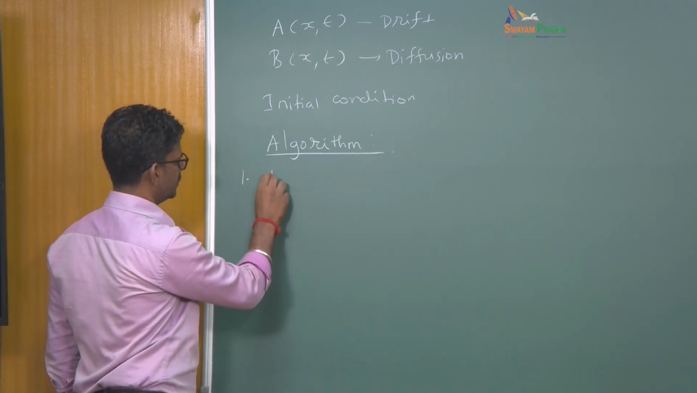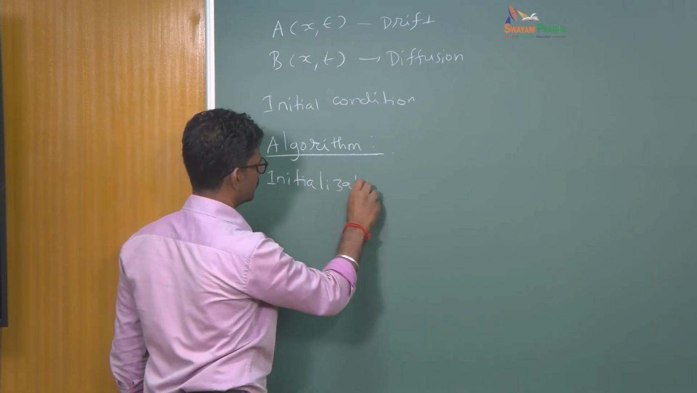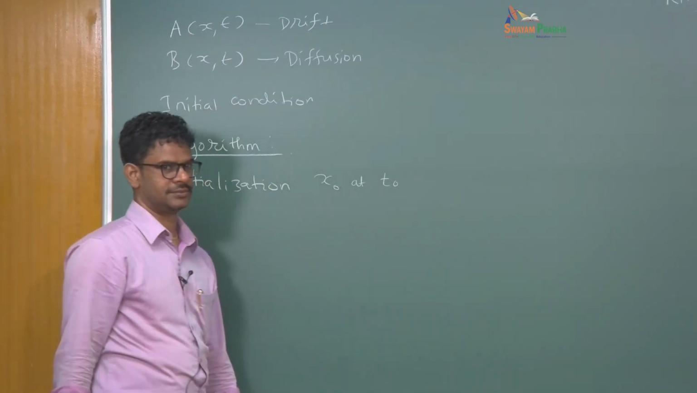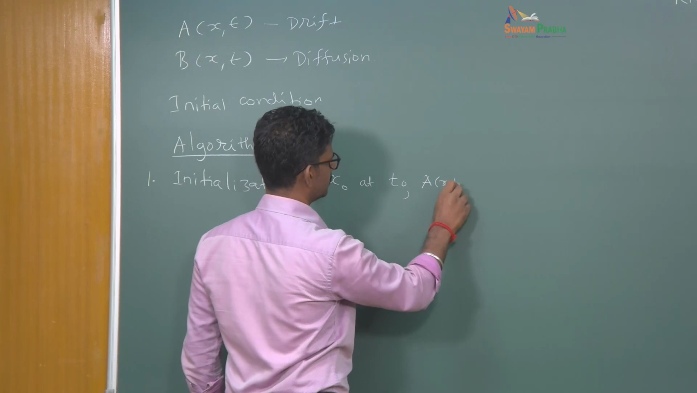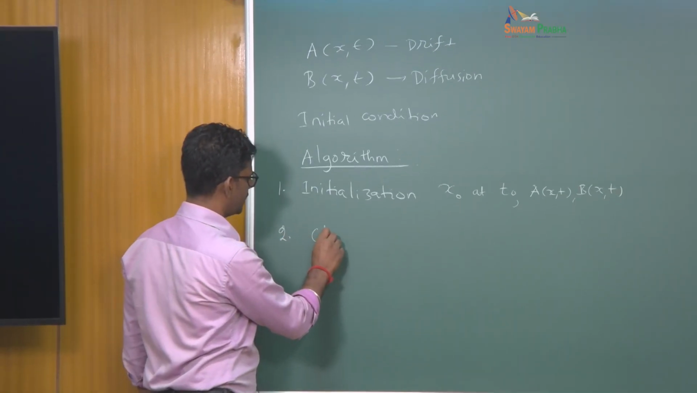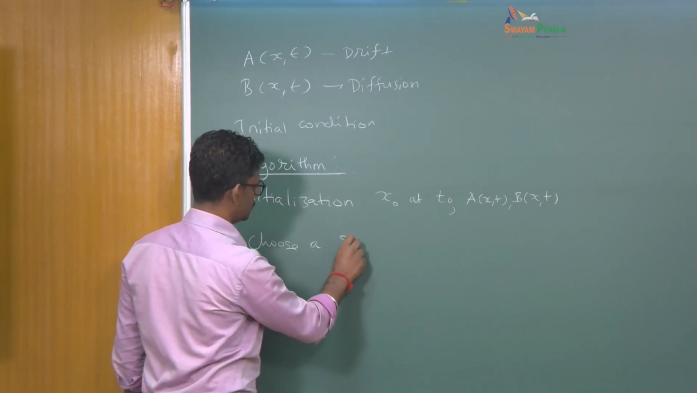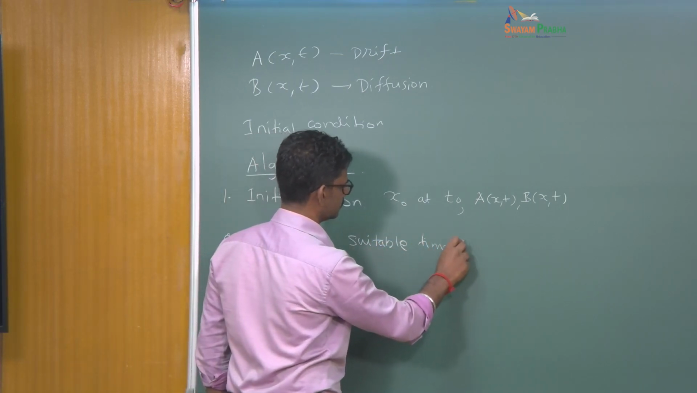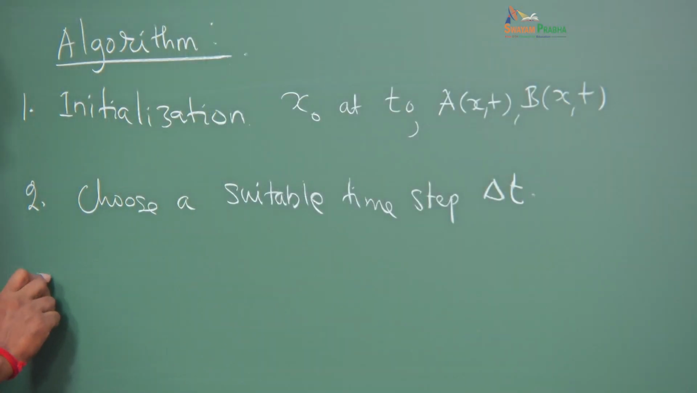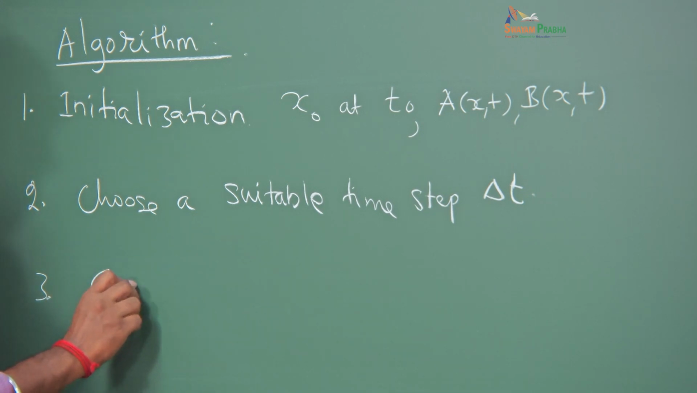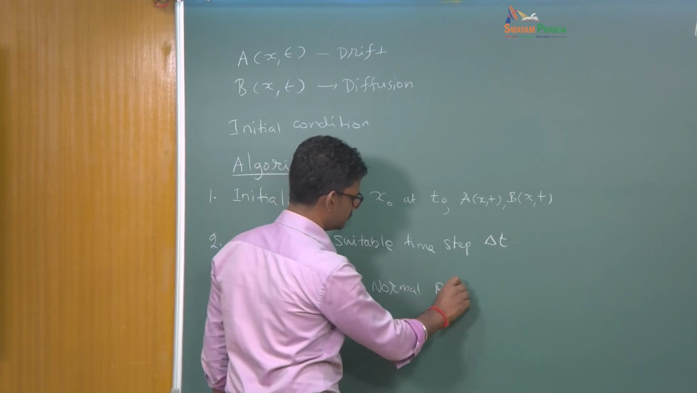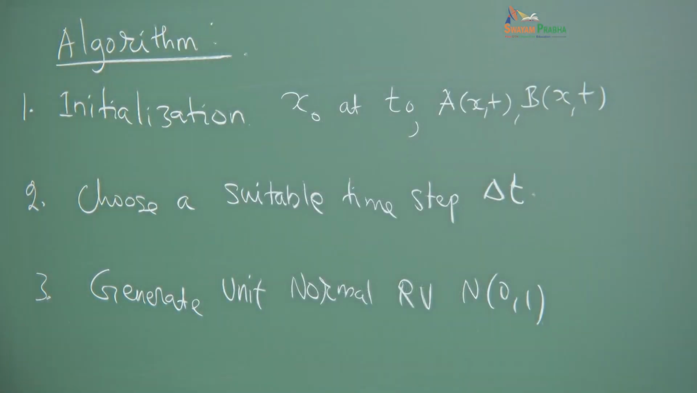Step 1 is initialization. You will specify x naught at time t naught, and then also specify all the functions. Step 2, we have to choose a suitable time step, delta t. Then step 3, you will generate a unit normal random variable.